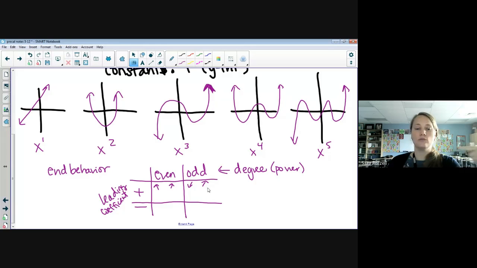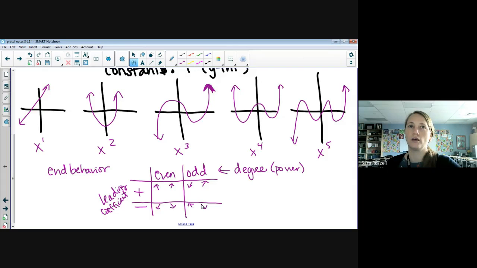If those are the positive ones, how are we going to get the arrows for when it's a negative in the front? What do we need to do with those arrows? Flip them. You're going to flip them because it's going upside down. So an even negative, they're both downward. And an odd negative, instead of increasing that way, we're going to be decreasing. So we start up and finish downward.